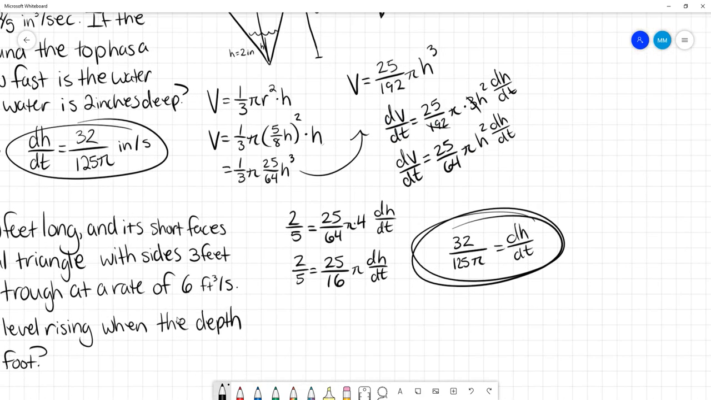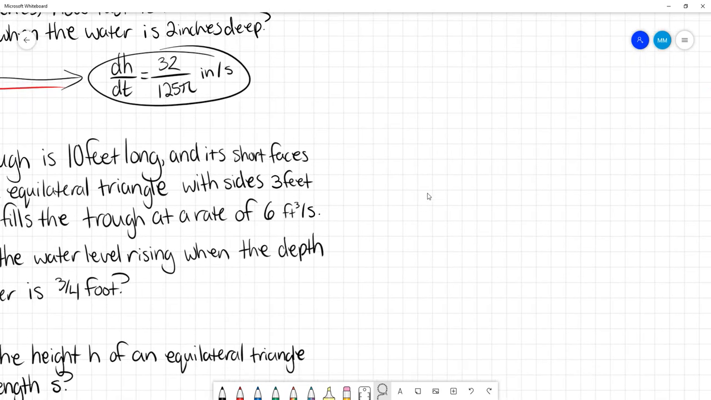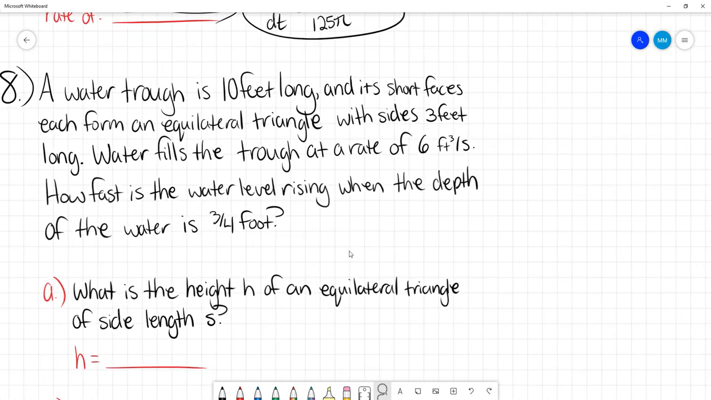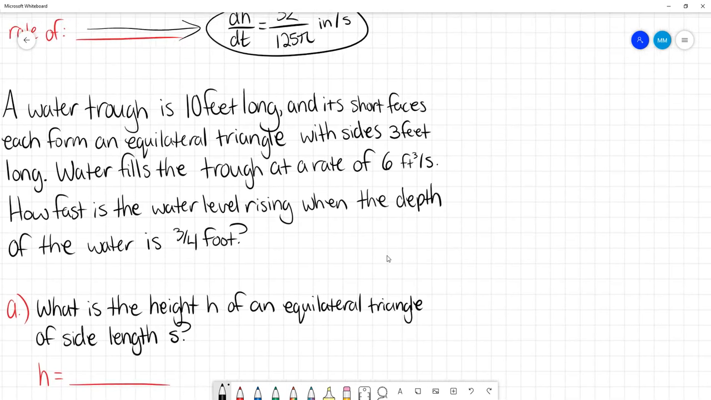Okay, now finally, and I'm going to go ahead and erase a bunch of that because we need space for this one to really draw it out. This is a tricky one. It says a water trough, like the ones that pigs get, is 10 feet long, and its short faces each form an equilateral triangle with sides 3 feet long.